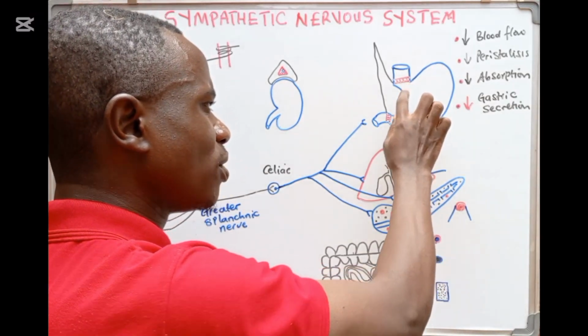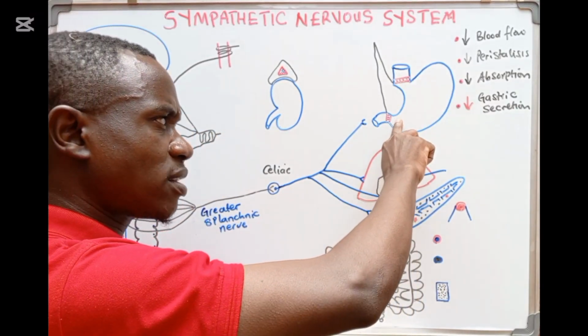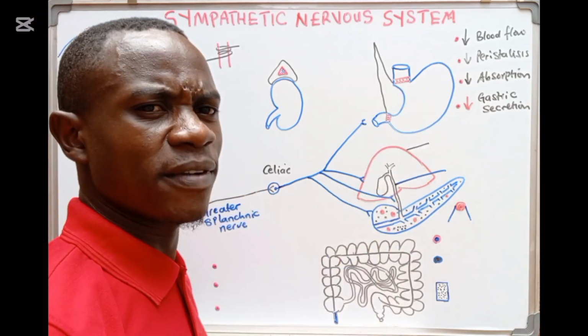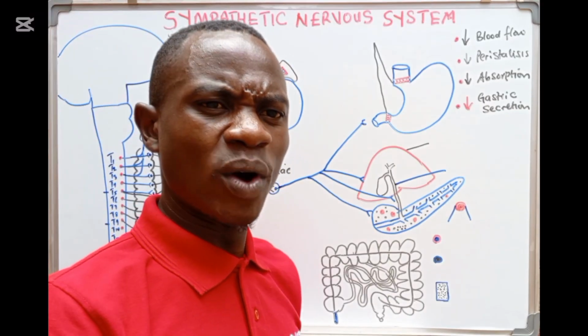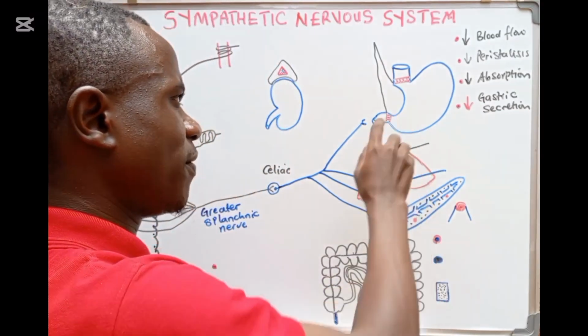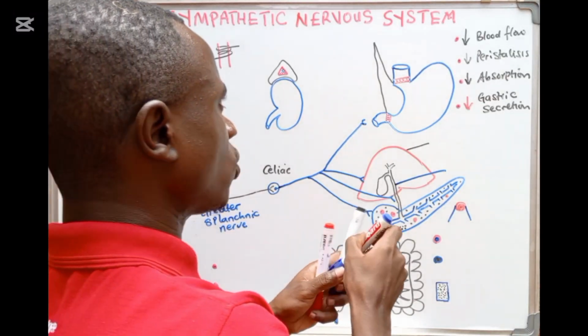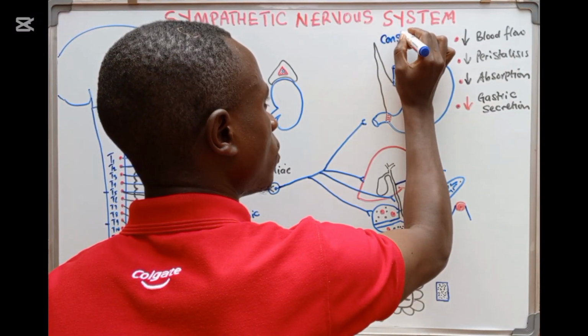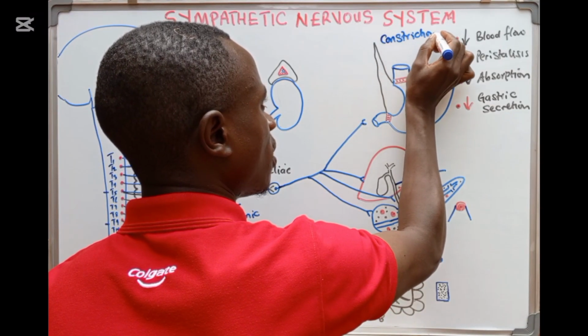Now, how about the sphincters? We have the pyloric sphincter and also the lower esophageal sphincter, which you may even call the cardiac sphincter. What's going to be the sympathetic effect on these structures? You're going to have constriction.